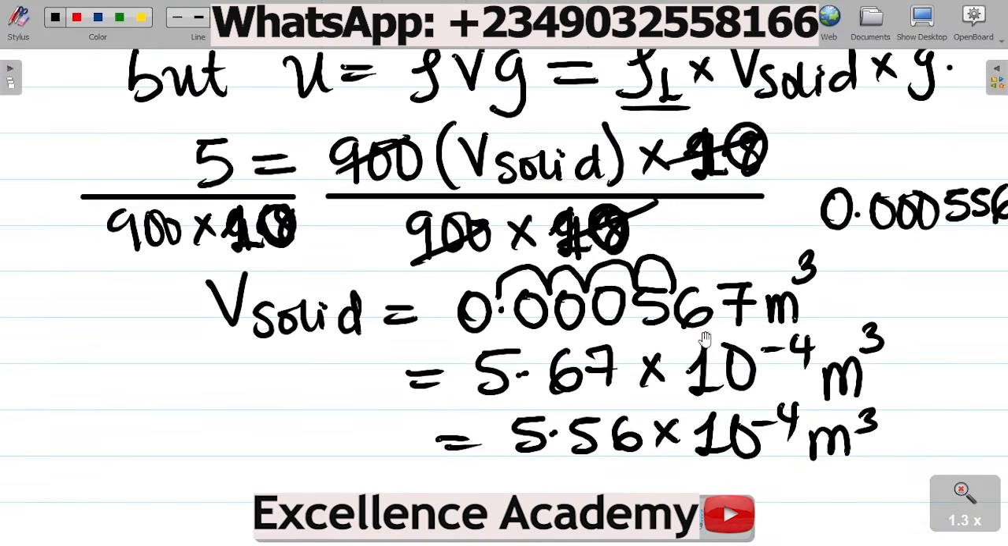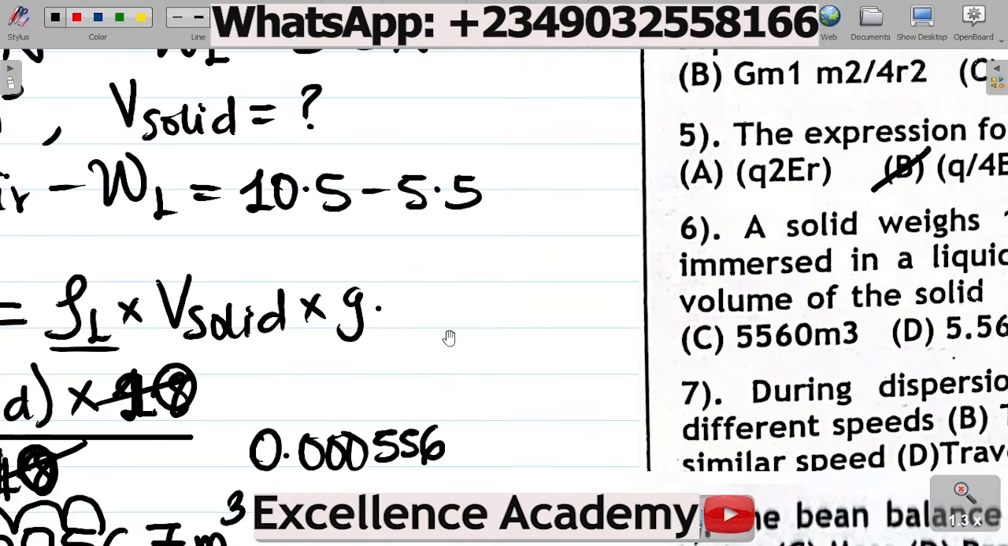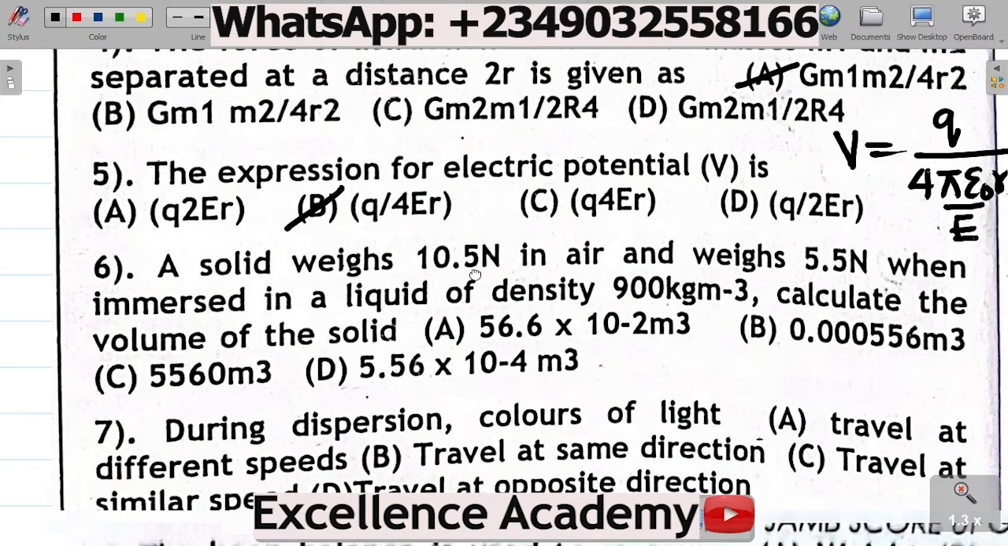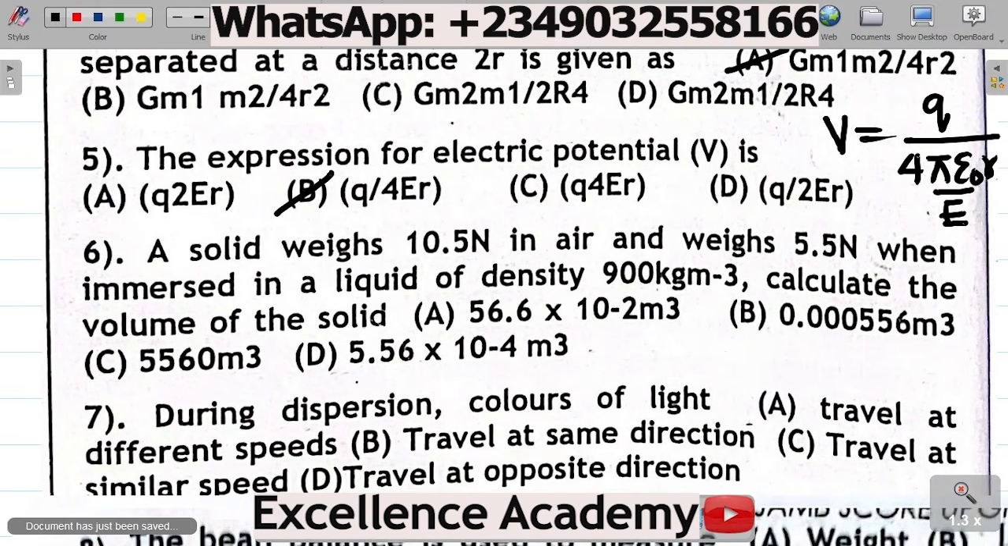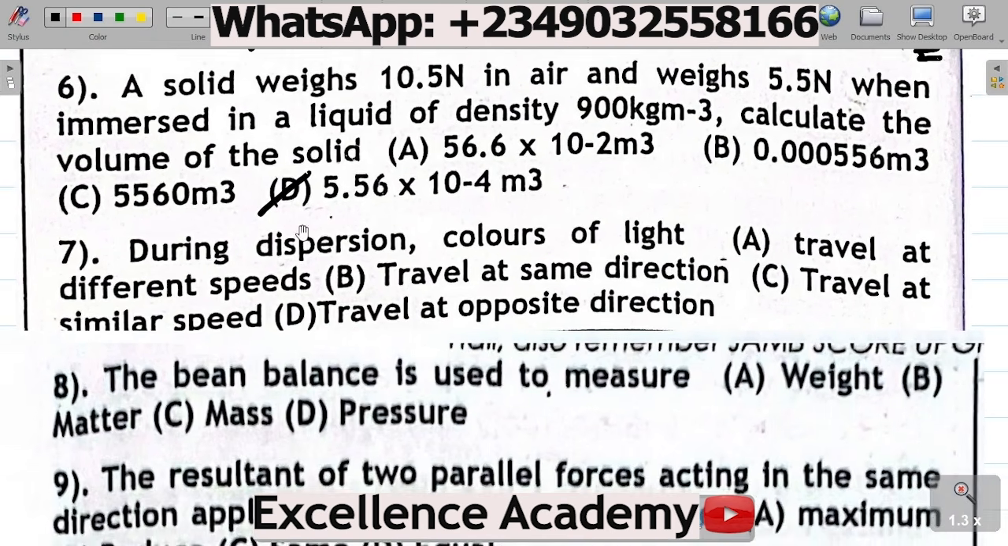Right? So if you take G as 9.8 and then you don't really see what you're looking for, you could change the value of G from 9.8 to 10. And if I do that, you arrive at D as your answer. So D becomes the answer to this question. All right. Next up, question number 7.